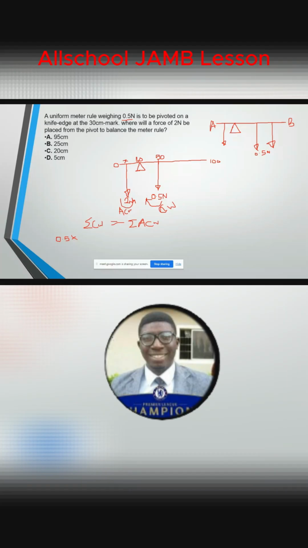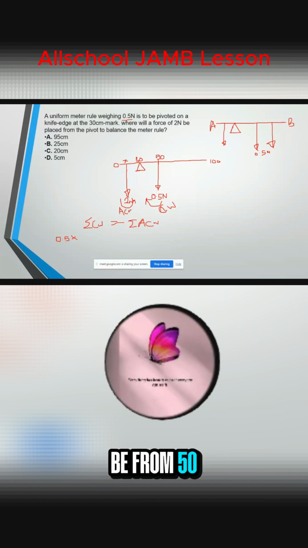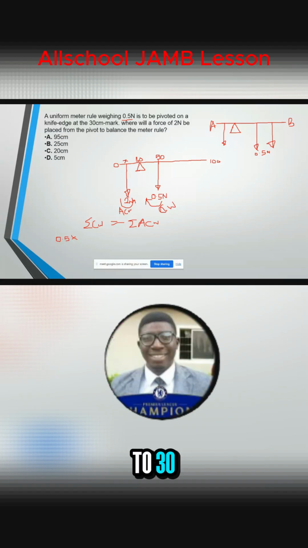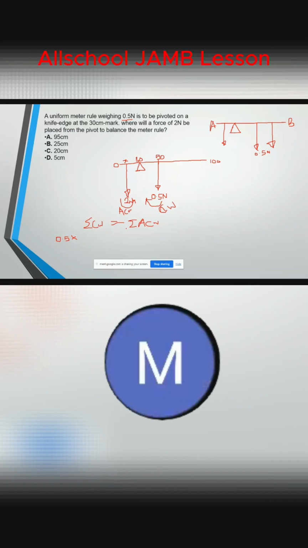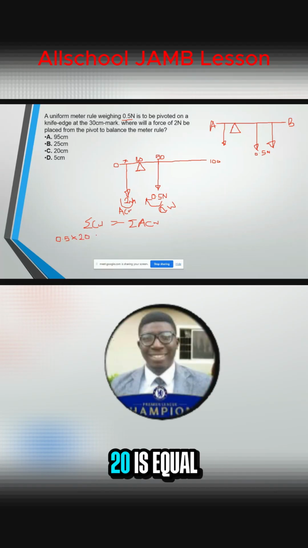The distance, yes, can I hear from Salvation? The distance will be from 50 to 30. Very good. From 50 to 30 is how many? Is it not 50 minus 30? That's 20. So clockwise is now 0.5 times 20 is equal to, we are through with clockwise.